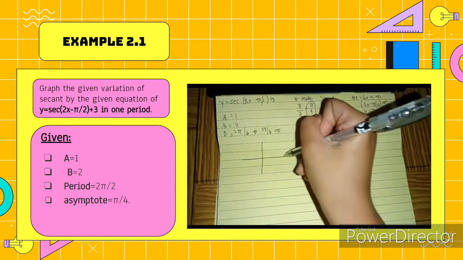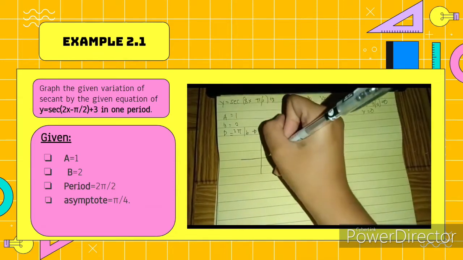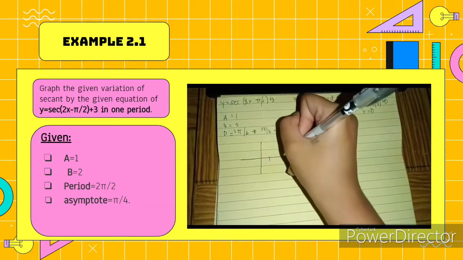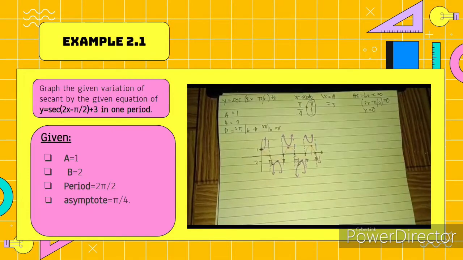Now I'm creating a pattern of our sine graph to serve as our guide. Now in every intercept, we need to sketch our asymptotes. And here is how our graph looks like.